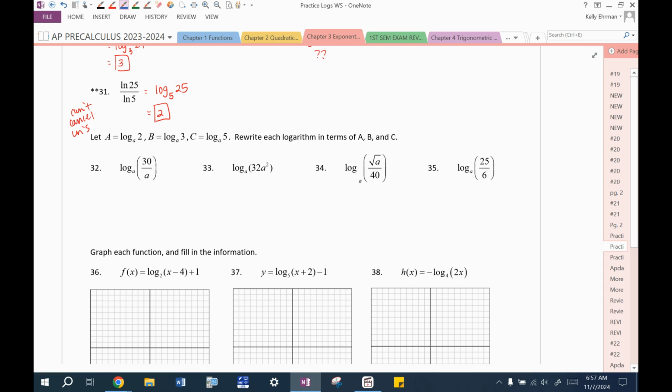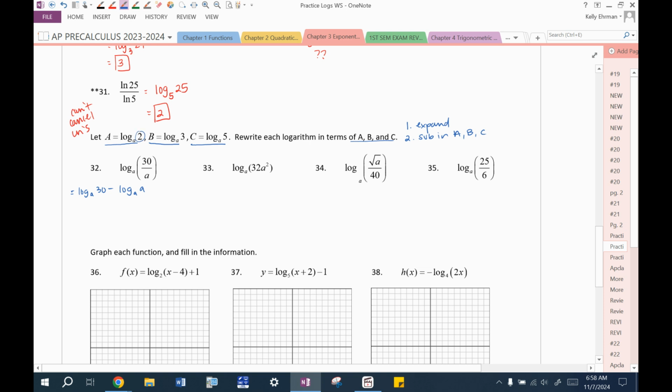Okay, last few problems here. A is equal to the log base A of 2. B is log base A of 3. C is log base A of 5. Rewrite each logarithm in terms of A, B, and C. So it should be expand first. And then it should be sub in A's, B's, C's. So let's expand this first. So this is equal to the log base A of 30 minus the log base A of A.